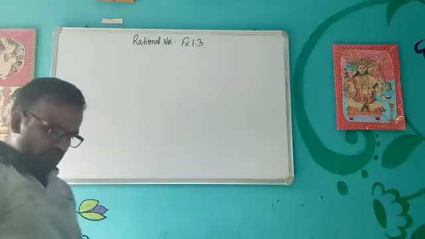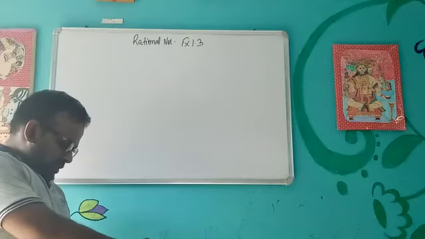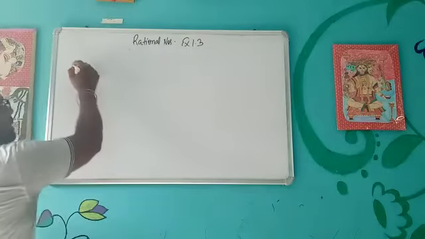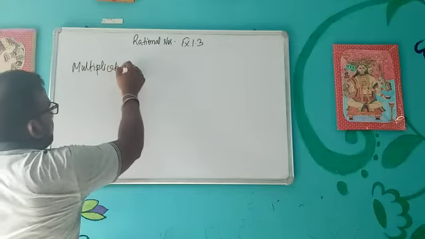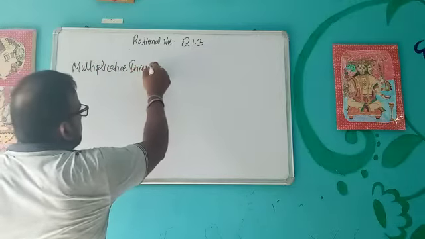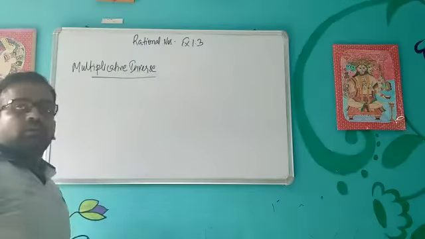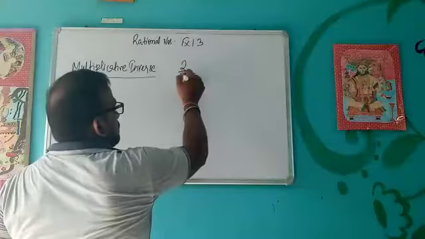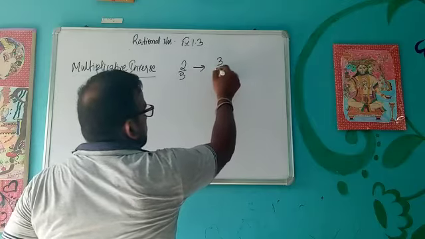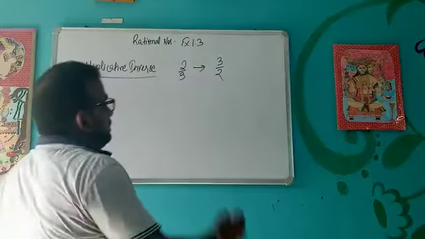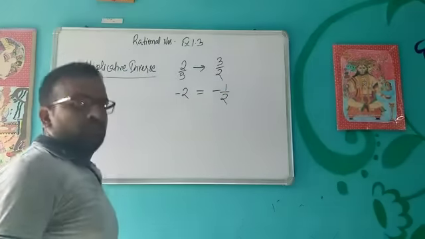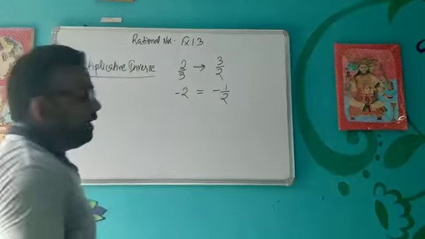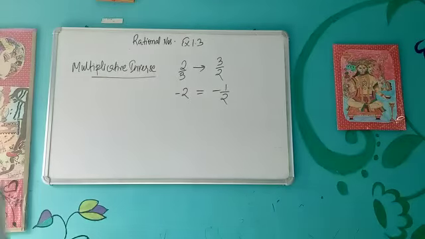Okay, let's discuss a few more questions of this exercise. So first thing is multiplicative inverse. How will you calculate it? Suppose a number is 2 upon 3, so its multiplicative inverse is 3 upon 2. And suppose the number is minus 2, so its multiplicative inverse is minus 1 upon 2. You will simply take the reciprocal of the required rational number, and you will get the multiplicative inverse.